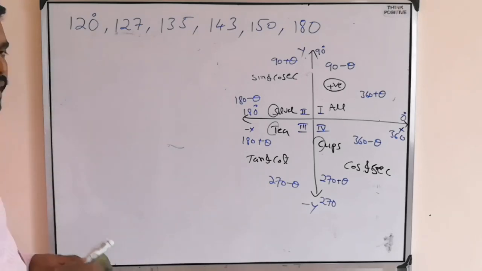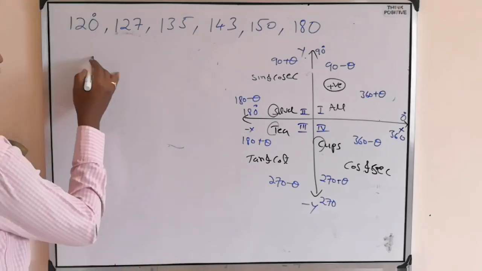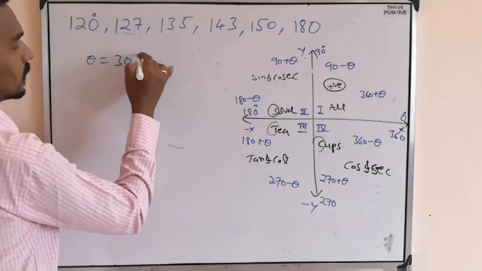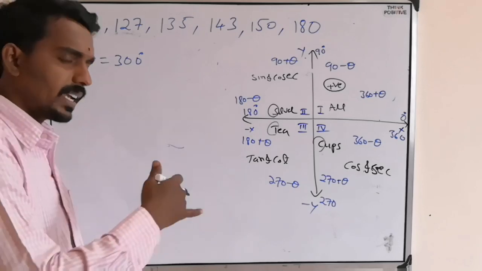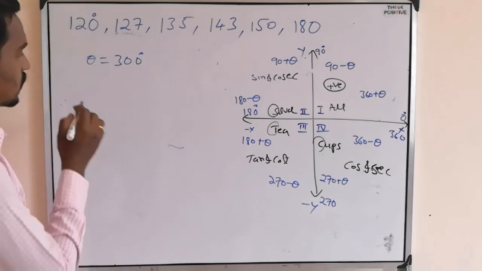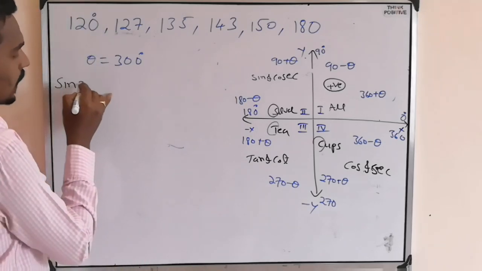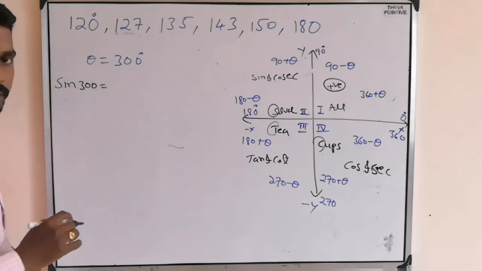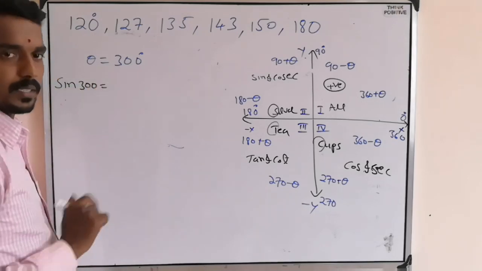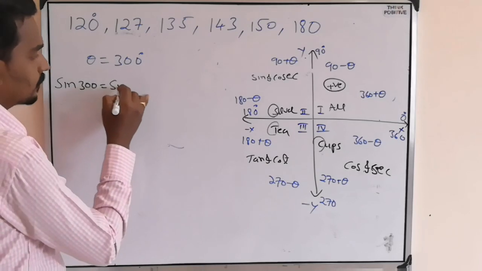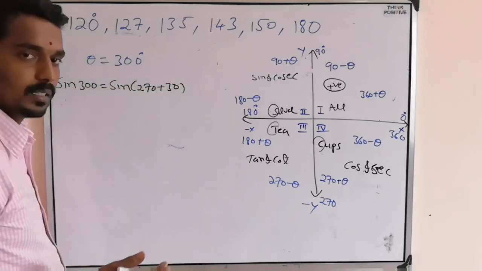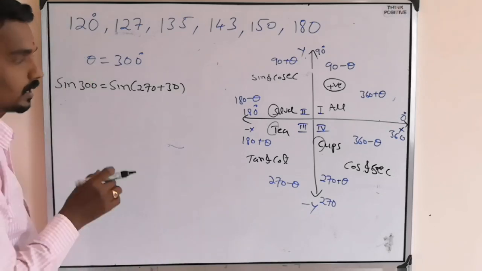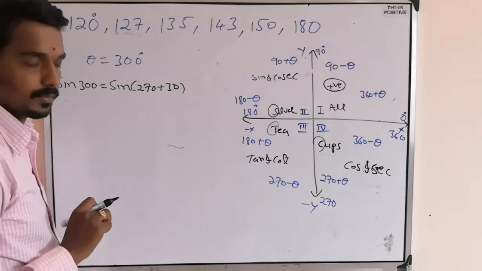That way, one greater value also I will explain. Let's take suppose theta is 300 degrees. Now let us try to find all sine, cos, tan, everything. First, sine 300 you have to find. You have two options. You can write it as 270 plus 30 or else 360 minus 60. That is your wish.